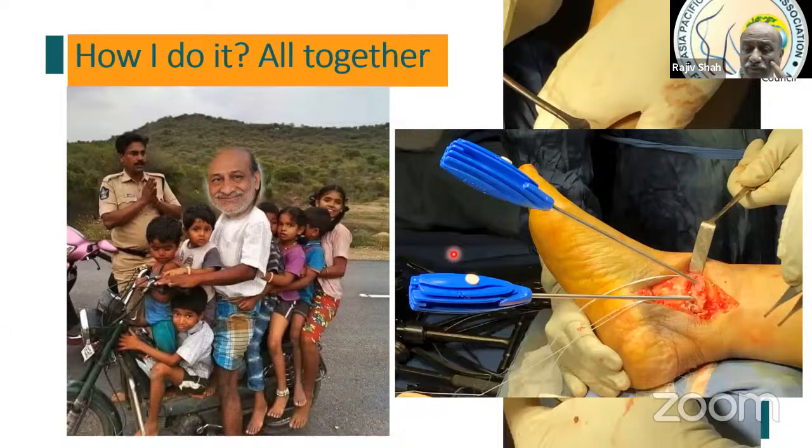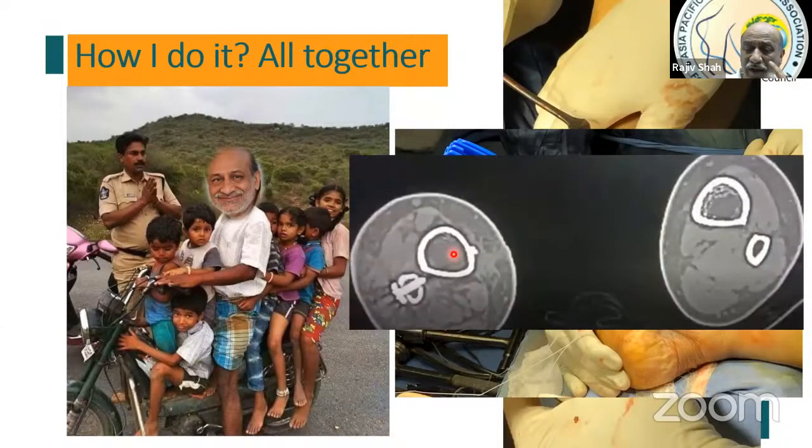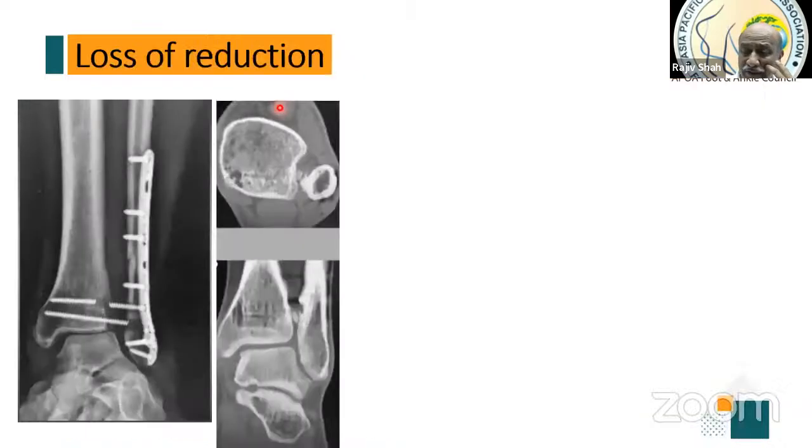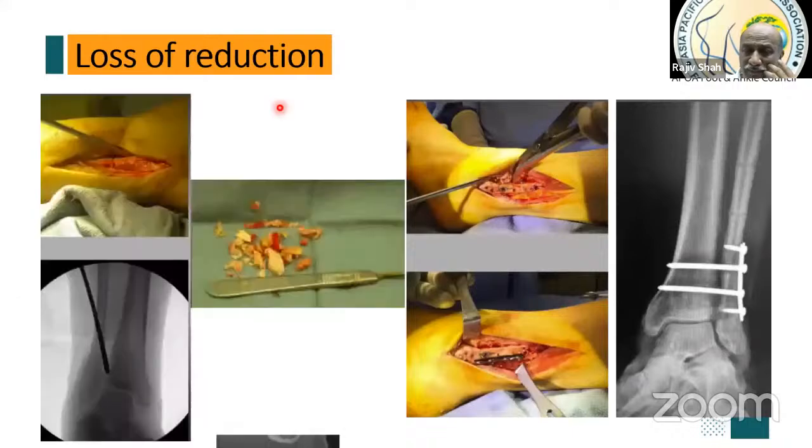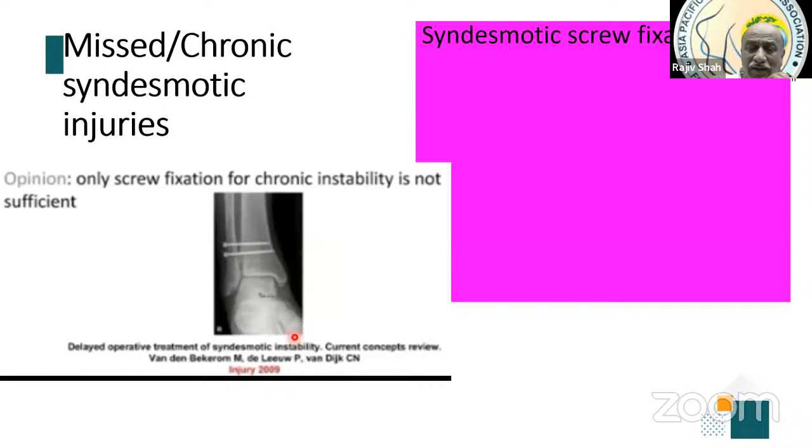In all old cases or in cases where I have a problem, I do take a postoperative CT scan to make sure whether I've reduced it nicely or not. Loss of reduction, you will have to go in and do it again. And while you do it, you have to clear the syndesmosis of the fibrosis and do it again.